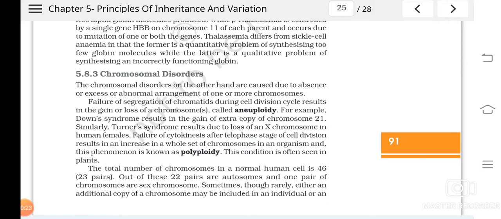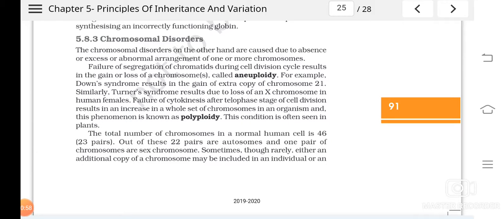Chromosomal disorders occur due to the absence, excess, or abnormal arrangement of one or more chromosomes. Sometimes one or more chromosomes may be absent, or they may be added in extra, or there may be an abnormal arrangement. For example, in inversions, the chromosomal fragments get attached in an inverted position. So this all causes what? Chromosomal disorders.